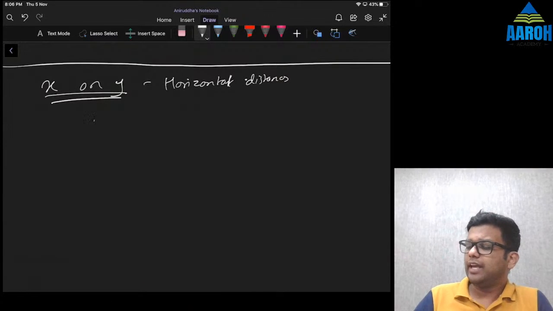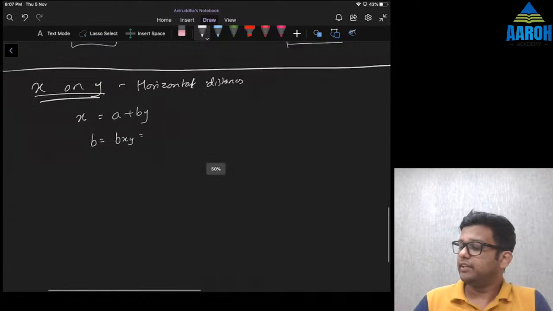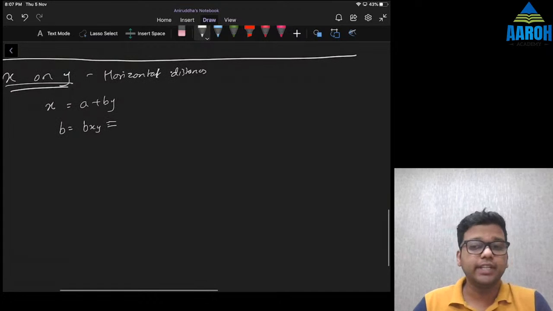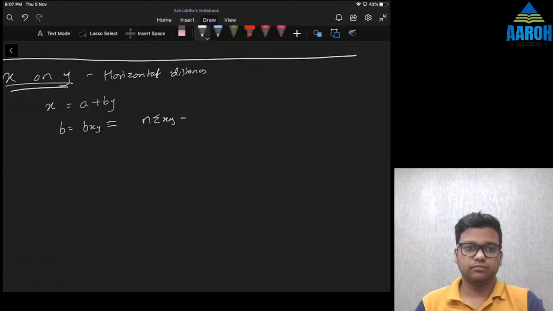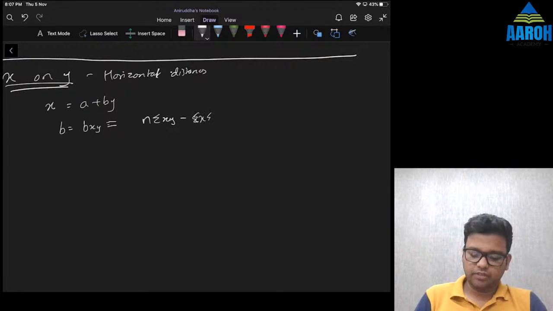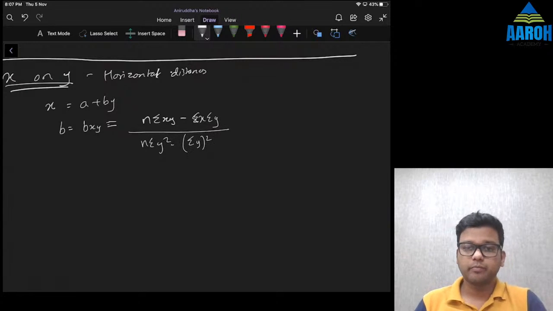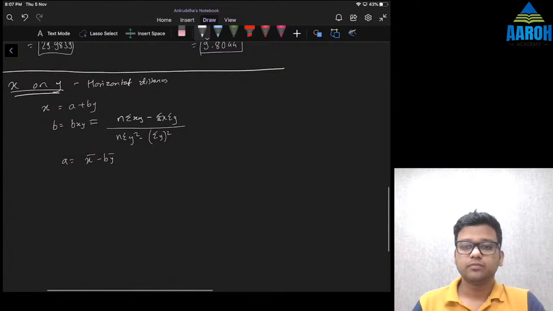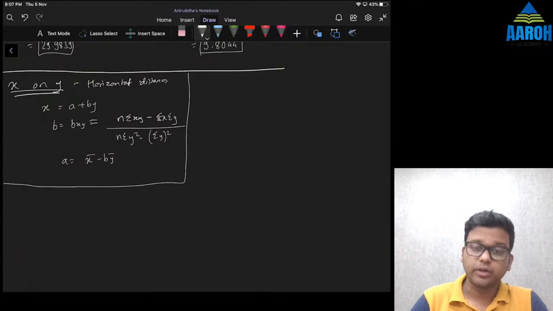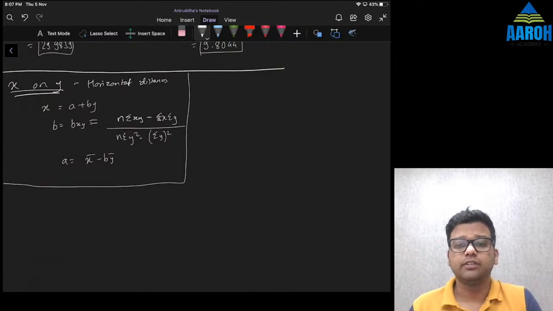Then the line will be exactly opposite: X is equal to a plus by, where b will be bxy. The only change is the numerator will be the same because it contains both x and y: n summation xy minus summation x summation y, upon n summation y square minus summation y bracket square. And a will be just a rearrangement, x bar minus b y bar. Clear everyone till this point? Should I give an example? That's it, it is exactly opposite.